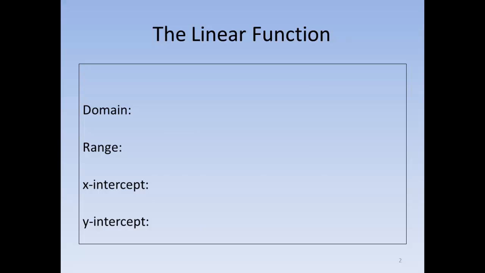So first we're going to start by defining a linear function and discussing some of its properties, including the domain and range. So we're going to start by defining our linear function as f of x equals ax plus b, where a and b are real numbers.